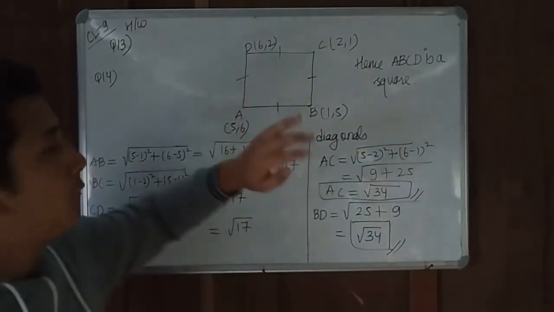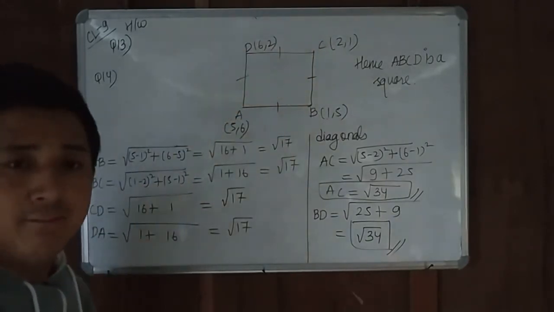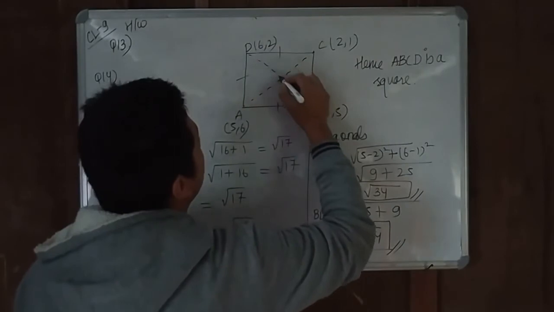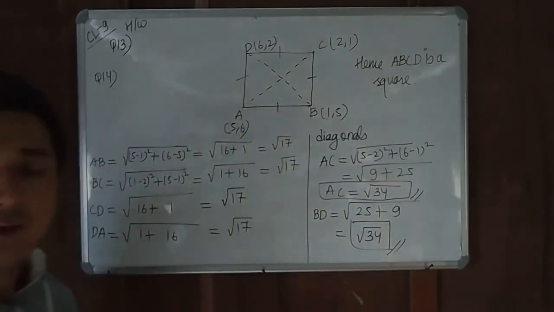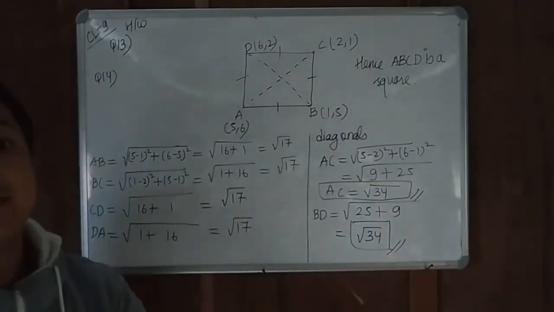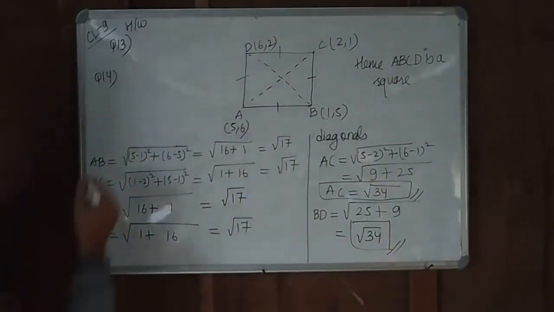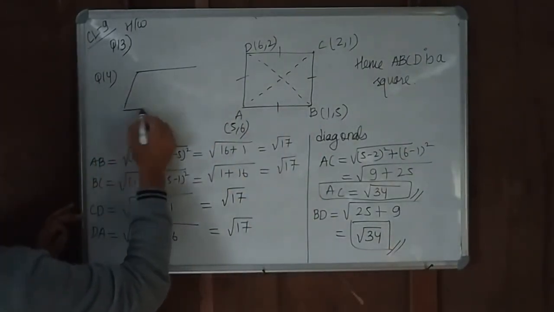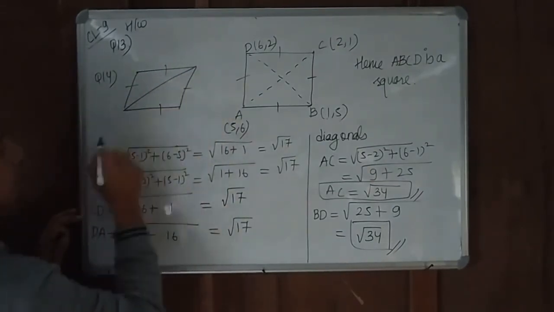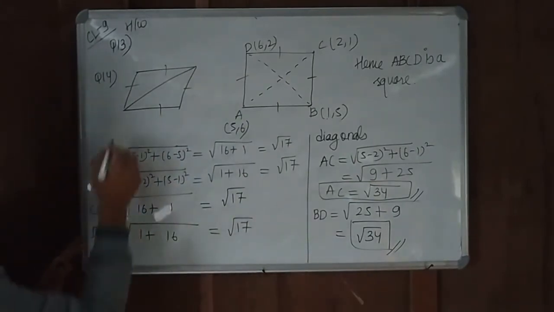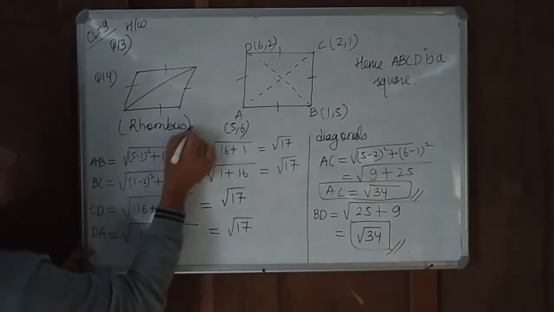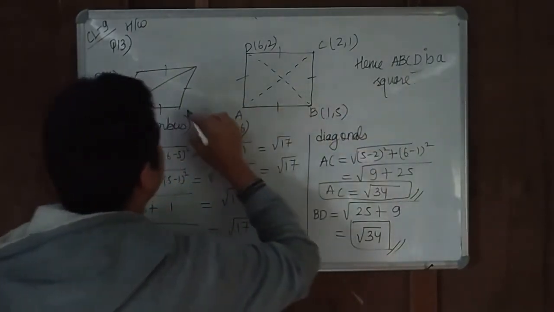Whenever we need to calculate, check or prove whether it is a square or not, first of all the sides have to be the same, but the diagonals also have to be the same. But in a rhombus, the diagonals are not the same. A rhombus, boys, will be something like this: all the sides are equal, but the diagonals are not equal. This is a square, this is a rhombus.